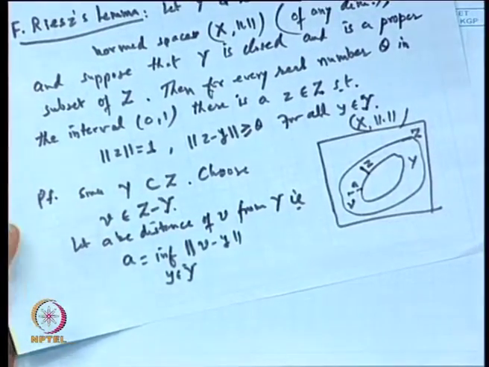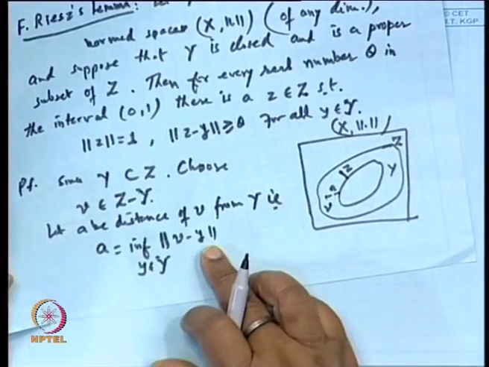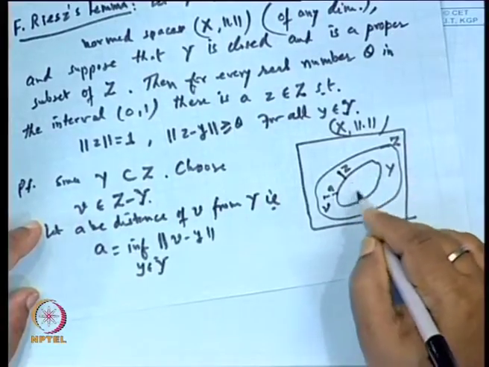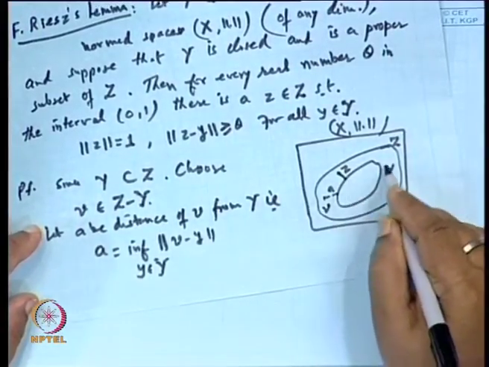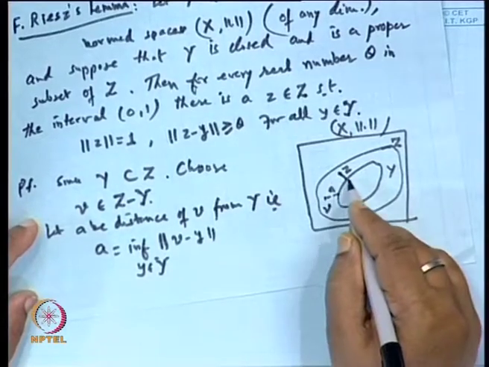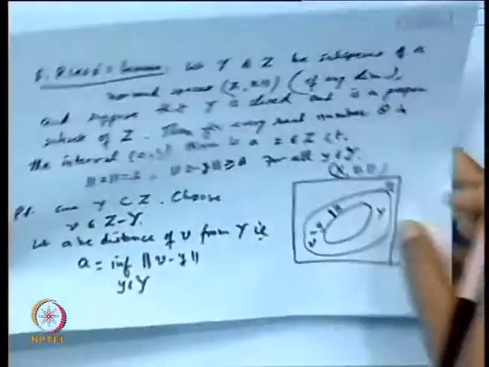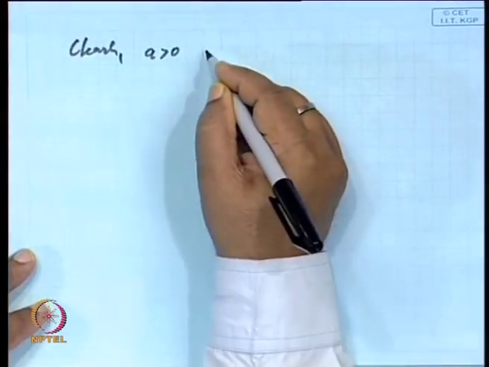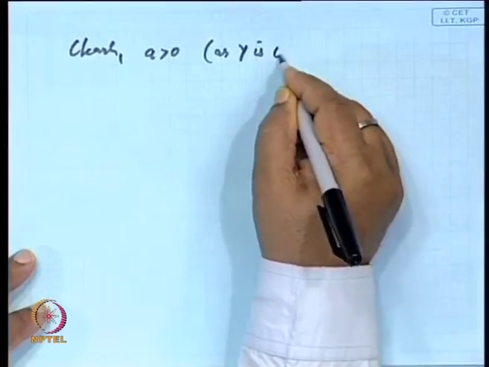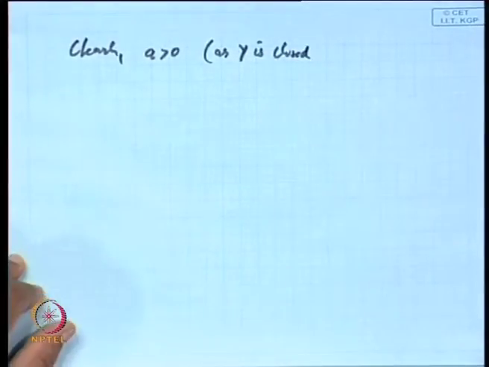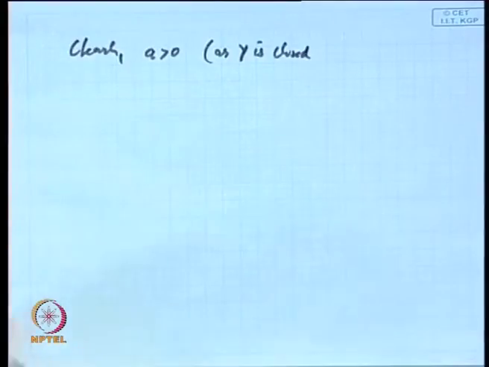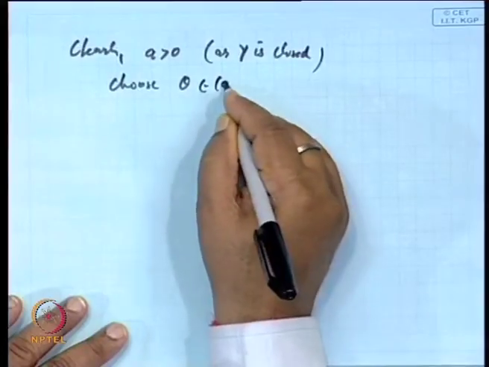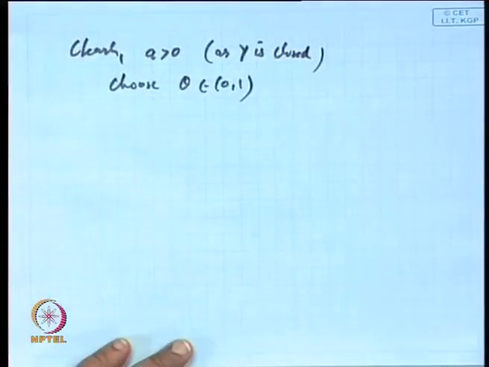Now, obviously, a is greater than 0 because Y is closed. Whatever the v, if it lay in Y, we could get the point, but v is lying outside of Y. So the a must be greater than 0. So clearly, a is greater than 0 as Y is closed. Now, let us pick up the theta. Choose theta belonging to (0, 1).